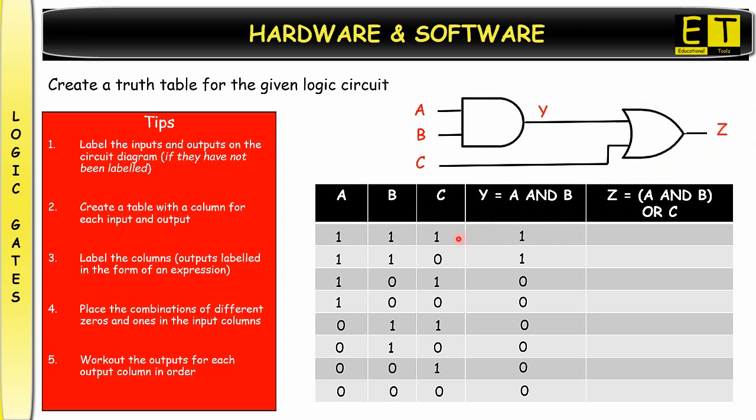So the first one's nice and easy, both of them are 1s, so the output should be 1. C is 0, Y is 1, the output will be 1. 1, 0, the output will be 1. Here they both are 0, so the output will be 0. C is 1, Y is 0, so 1. Both of them here are zeros, so the output will be 0. Again, C is 1, Y is 0, so the output will be 1. And finally, again, we've got a 0 for C and a 0 for Y. This will result in the output being a 0.